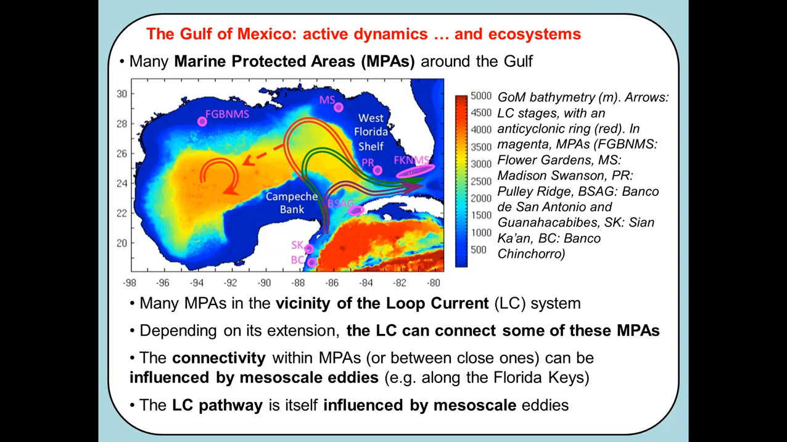So the connectivity within an MPA can be influenced by mesoscale dynamics, typically like around the Florida Keys, between Pulley Ridge and the Florida Keys. This has been studied by Sue Sponegal, for example, or Katie Schuzitsky here. But also the mesoscale dynamics can affect connectivity at the regional scale because it has the potential of modifying the loop current pathway itself, like the meandering of the current and associated processes.